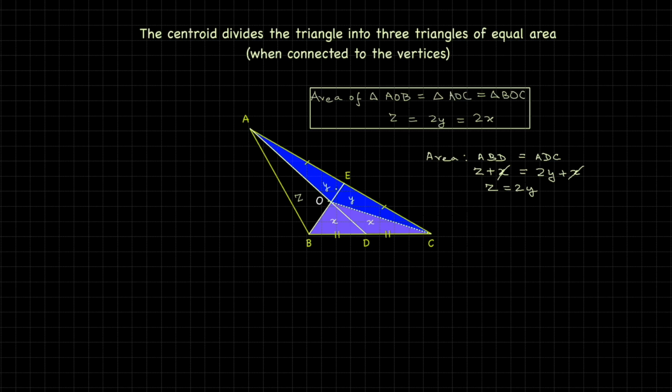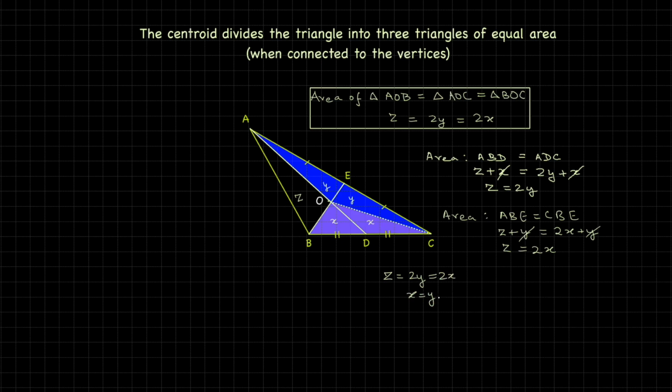Now similarly, if you look at the other median BE, it also divides the triangle into two equal halves. So area of triangle ABE is equal to area of triangle CBE. So ABE is Z plus Y and CBE is equal to 2X plus Y. And again, we can cancel Y from both sides and we end up with Z is equal to 2X. So we have proved the statement Z is 2Y is equal to 2X.